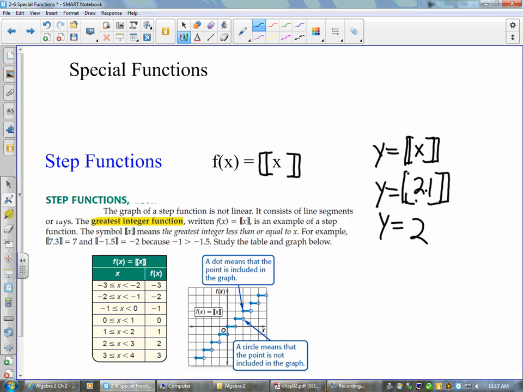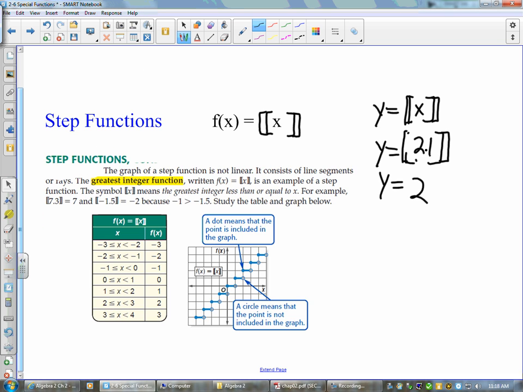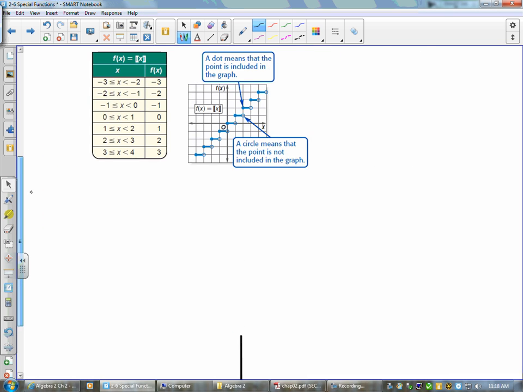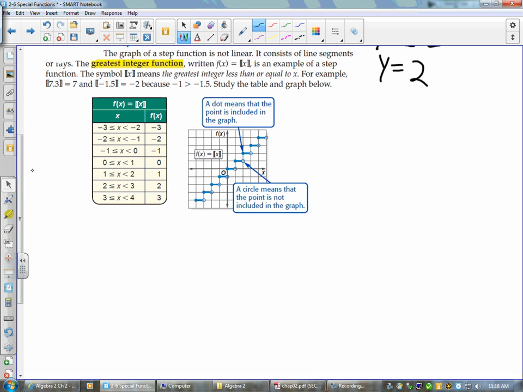Now, it gets a little different when you get into the negatives. So if you look at this table here, notice that if it's bigger than 3 or smaller than 4, that's 3 point anything, it goes to 3. If it's 2 point anything, it goes to 2. If it's 1 point anything, it goes to 1. If it is 0 point anything, it goes to 0.